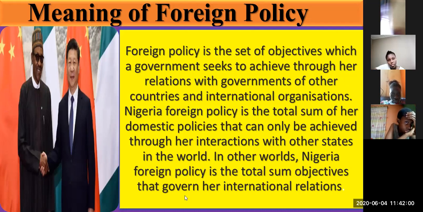Okay, and that was why I asked, what makes Nigeria relate with other countries in the world? I'm not looking at individuals now. What makes Nigeria relate with other countries in the world? And that is what we refer to as our foreign policy. That is why I say it's the totality of domestic policy which was unable to be achieved within the country, but is achieved when Nigeria relates with other countries in the international system.